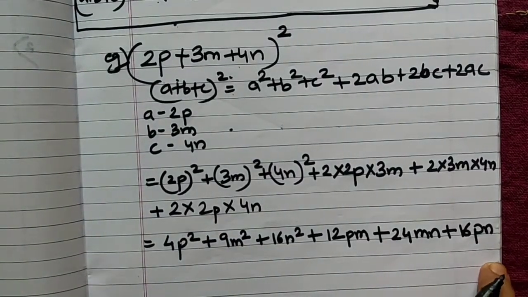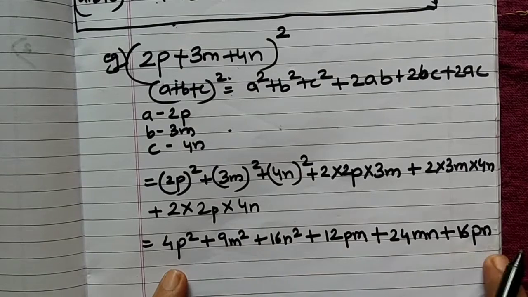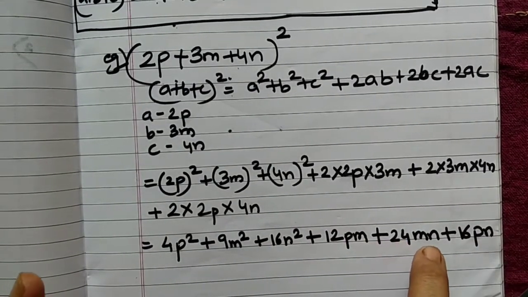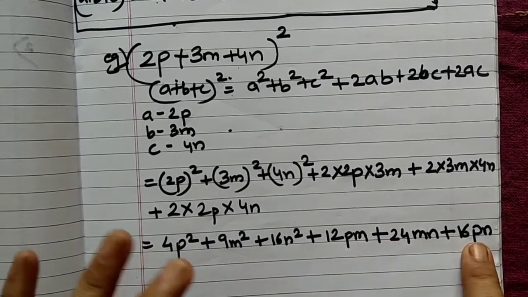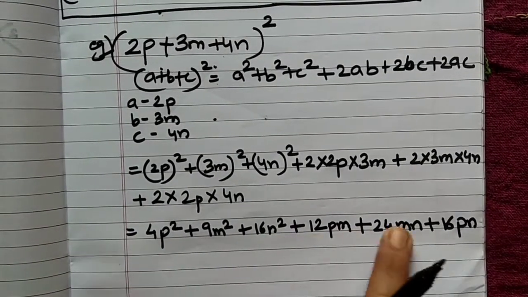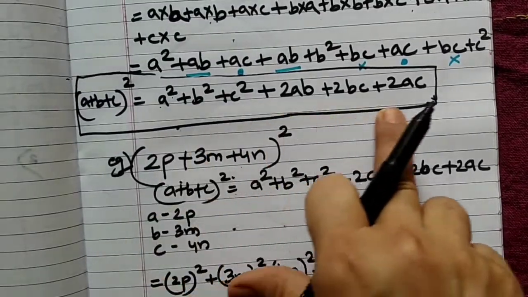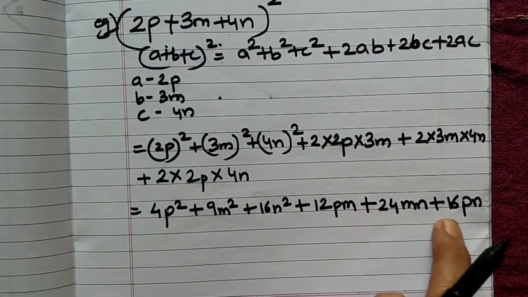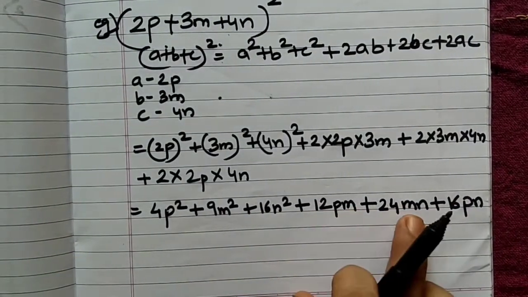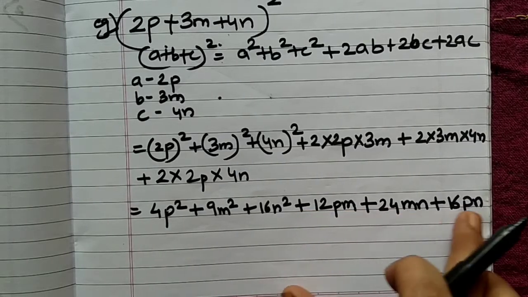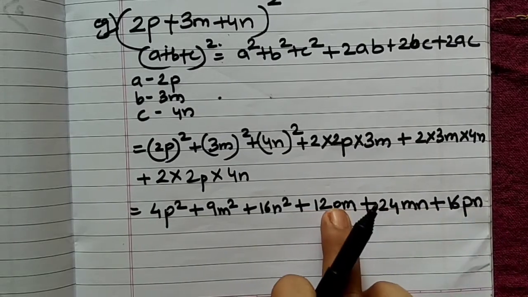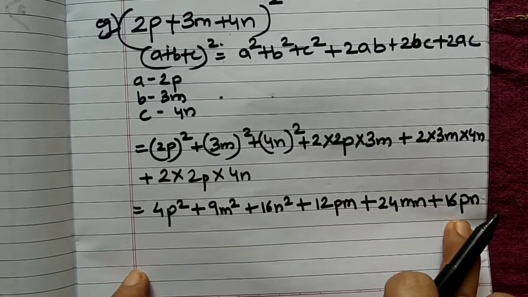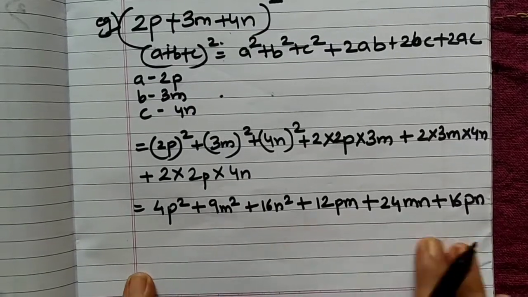Now are there any like terms over here? Is there a p square? No. m square? No. n square? No. pm, there is no other pm. Is there an mn? No, there is a pm. So all the terms are separate here, so there will be no like terms like we had over here. Each term will be separate and they will remain separate only. You cannot add pm and mn. You cannot add mn and pn. They are separate terms. pm, pn, they are different. pm, mn, they are different. So you will not add all these terms. They will all remain separate only.